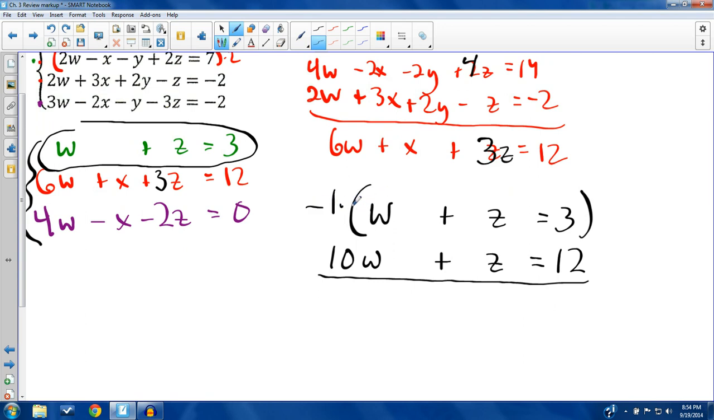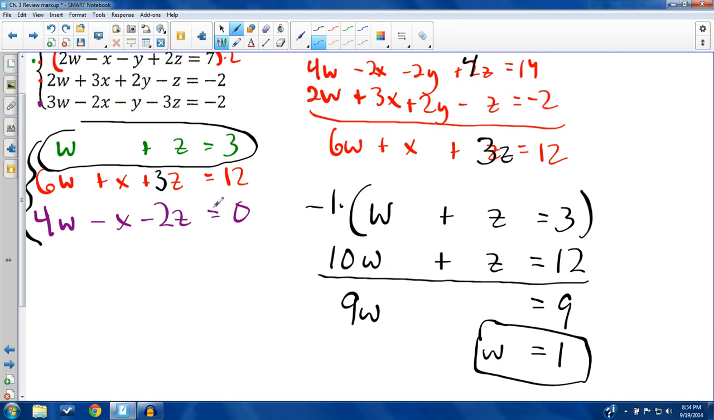So think about this. This is negative w minus z equals negative 3. So it's kind of subtracting. So we get 9w, this is 0, equals 9. That looks a lot better. W equals 1. You feel like if you get a fraction answer, you might have done something wrong. So you really do want to double check that. And it only took me a minute to look.